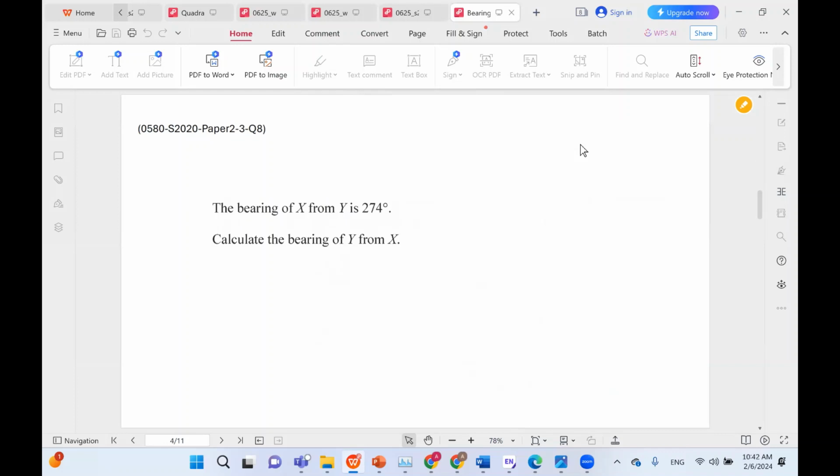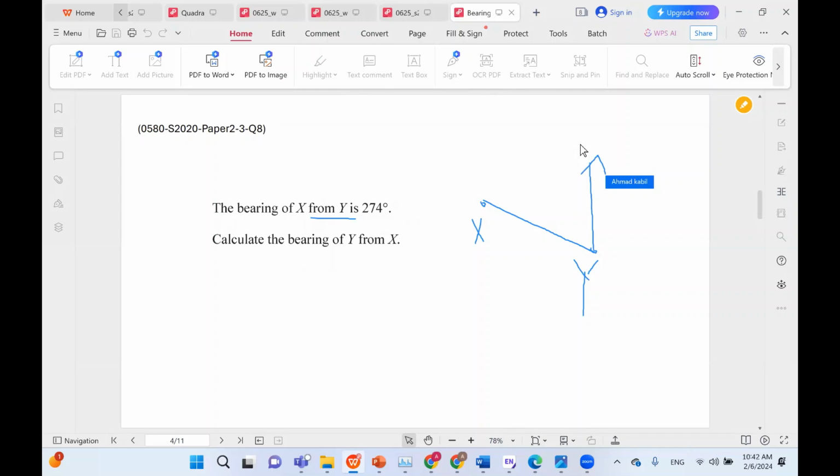The bearing of X from Y is 274. Calculate the bearing of Y from X. So we have a point X and a point Y somewhere here. It doesn't really matter where you draw Y. The important thing is to follow the same procedure. The bearing of X from Y. So I need to draw a north at Y first. So Y is here.